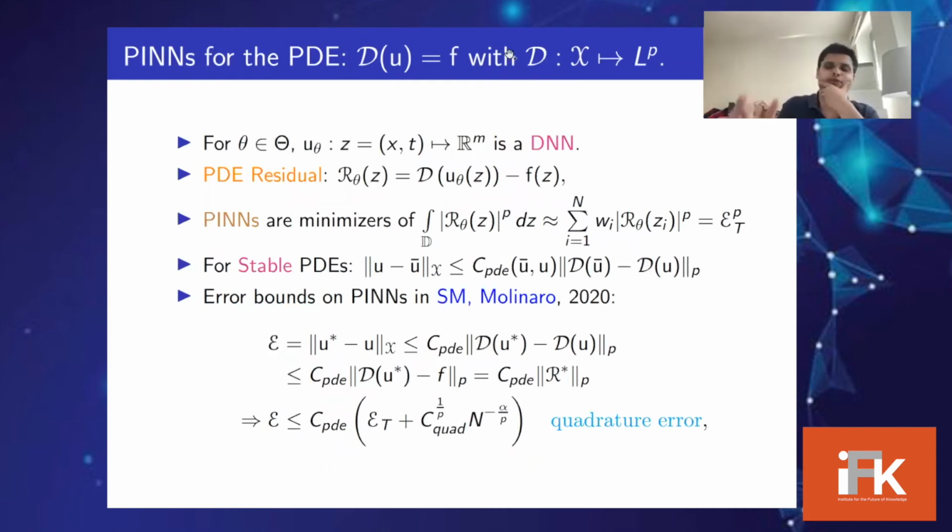D, it's a differential operator. You can think of the Laplacian, you can think of the heat equation and so on, which maps a function space to another function space. Now, the point is that to solve the PDE is simply to find a function u which satisfies the PDE, let's say pointwise. So these are smooth solutions.